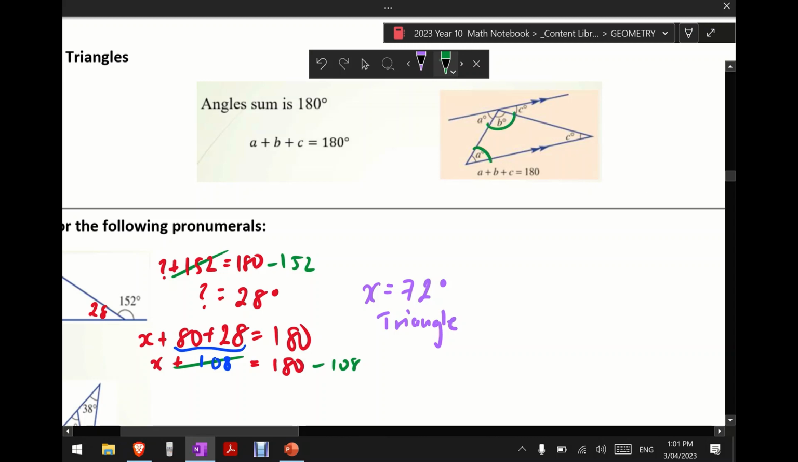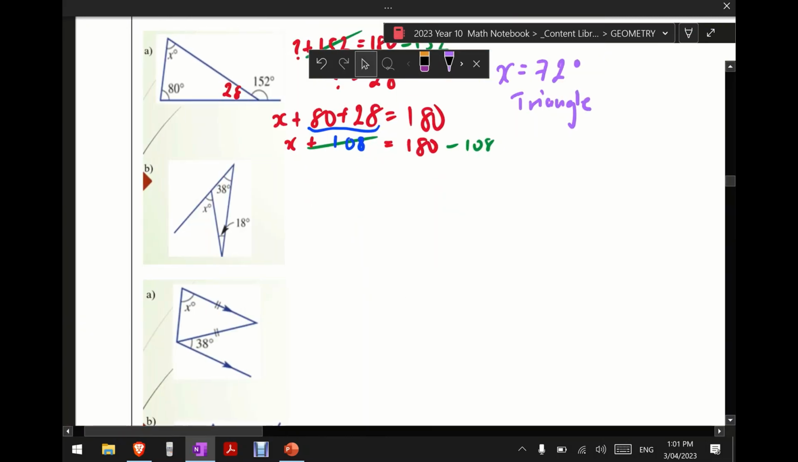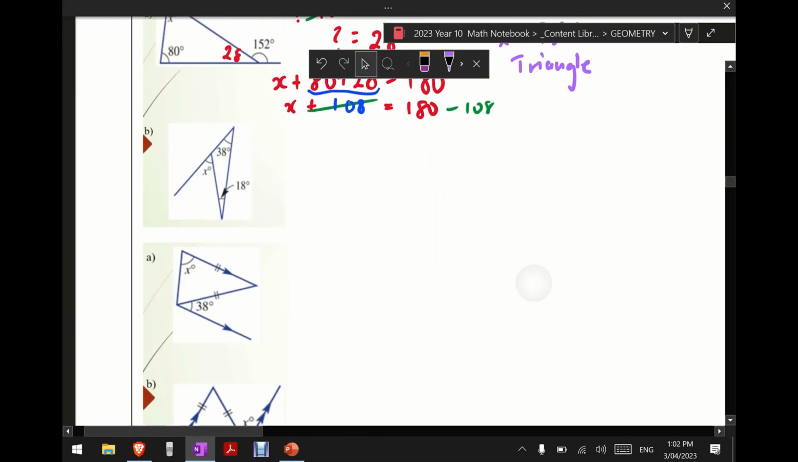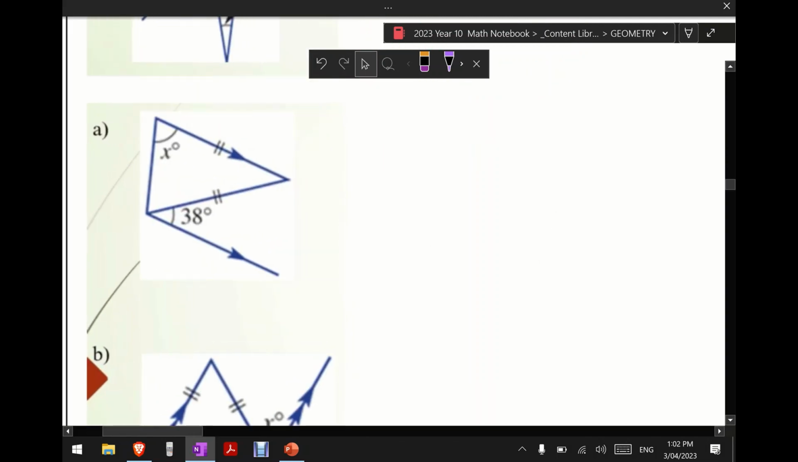Okay, let's move on. Let's just do A, which is this one down here, and then we'll do the next bit. All right. What do you notice that's interesting with this triangle, guys? It's missing a bottom. Good. Yes. It looks like there's two. Good. Yes. Because there's parallel lines going on here, which is cool.